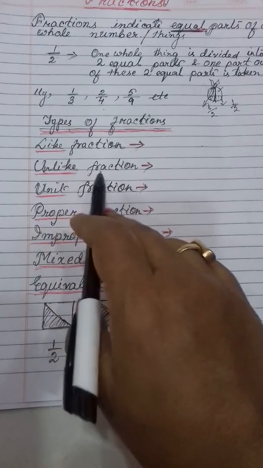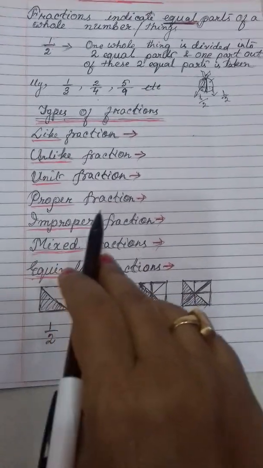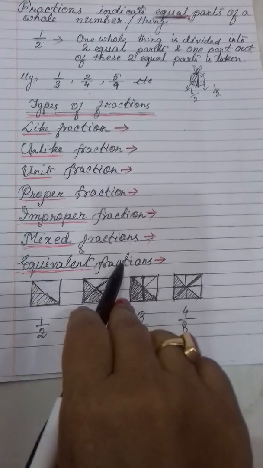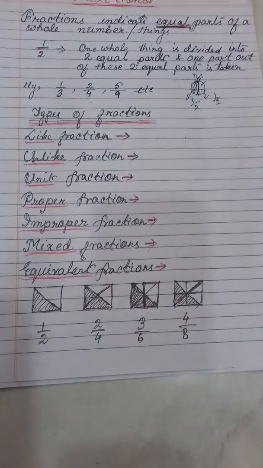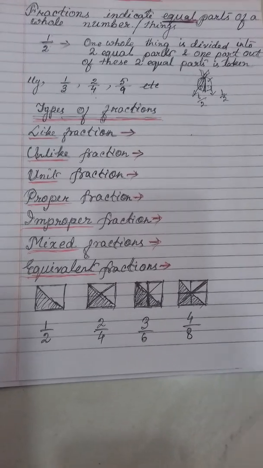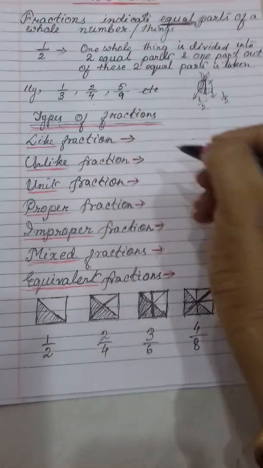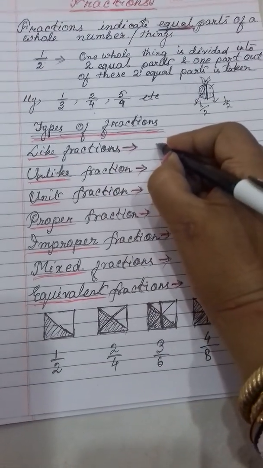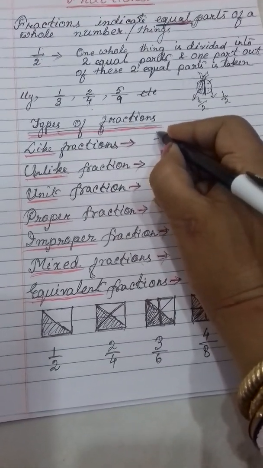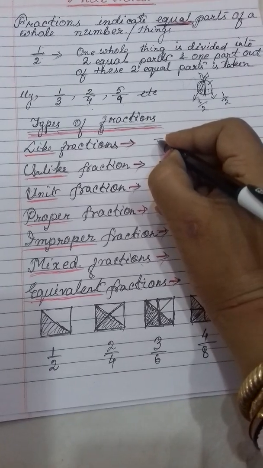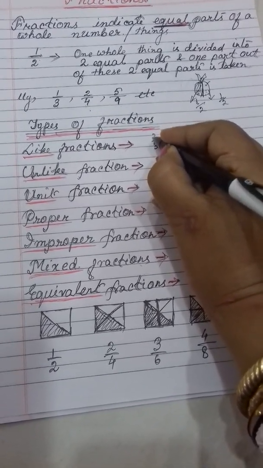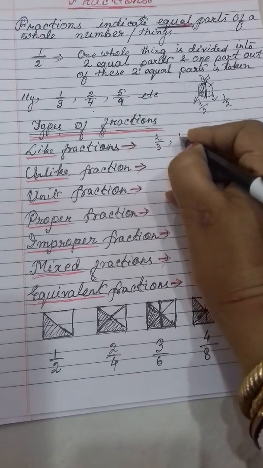Now, there are different types of fractions. Like fraction, unlike fraction, unit fraction, proper fraction, improper fraction, mixed fraction and equivalent fraction. Clear? Let's first clear this concept. Like fractions are those what fractions? Suppose there are 2 fractions whose denominators are same. Suppose here 3, here 2. Numerator may be any number.